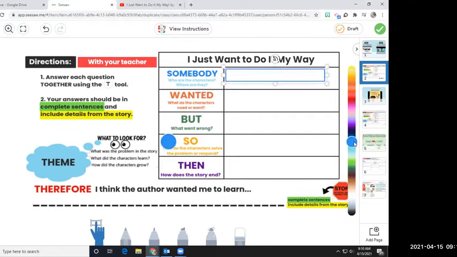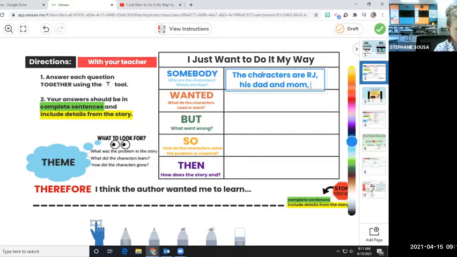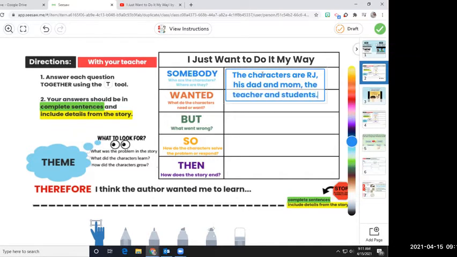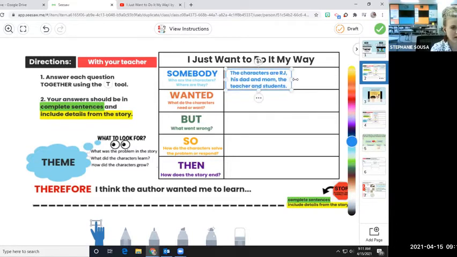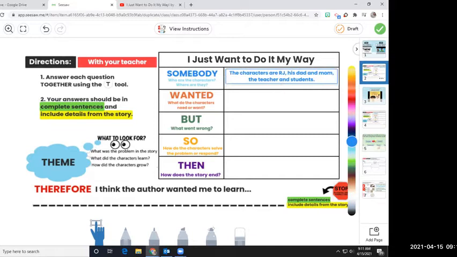The characters are RJ, his dad, his mom, and the teacher and the kids. Listen to that complete sentence. The characters are, I love it. The characters are RJ, his dad, his mom, the teacher, and students. Wonderful. Second part of that question, where are they? Where are these people? Two settings. Levin? School and home.